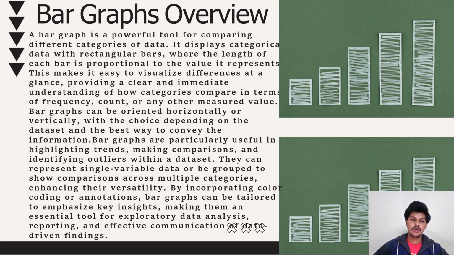Bar graphs can be oriented horizontally or vertically, with the choice depending upon the dataset and the best way to convey the information. Bar graphs are particularly useful in highlighting trends, making comparisons, and identifying outliers within a dataset. They can represent single variable data or grouped data to show comparison across multiple categories. By incorporating color codes or annotations, bar graphs can be tailored to emphasize key insights, making them an essential tool for exploratory data analysis.